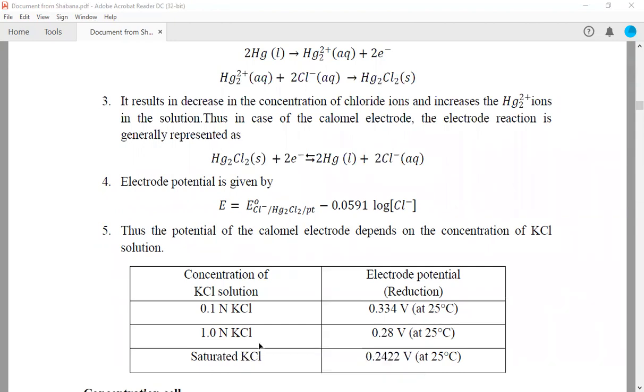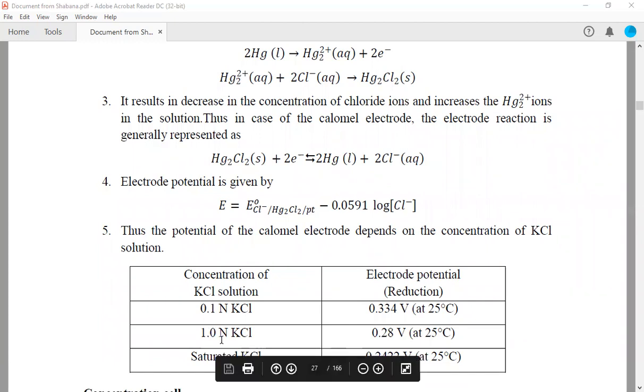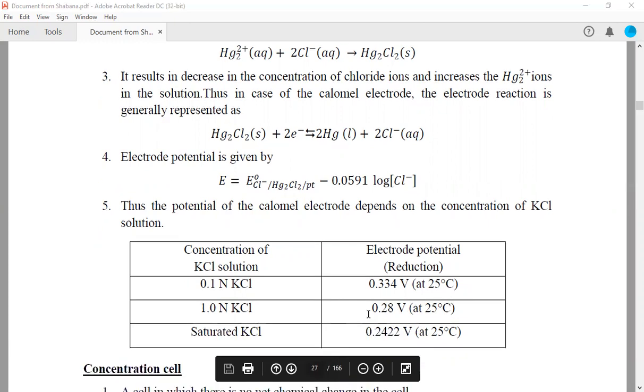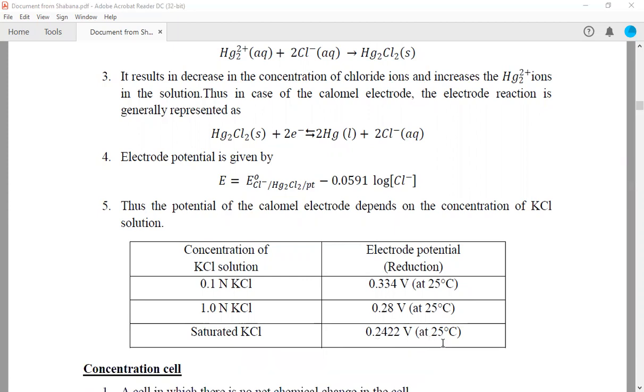Whereas if the KCl concentration is 1, then the electrode potential value will be 0.28 volts. Suppose you take the KCl concentration as saturated, then the electrode potential value will be 0.2422 volts at 25 degrees centigrade. So this is about the Calomel electrode description.